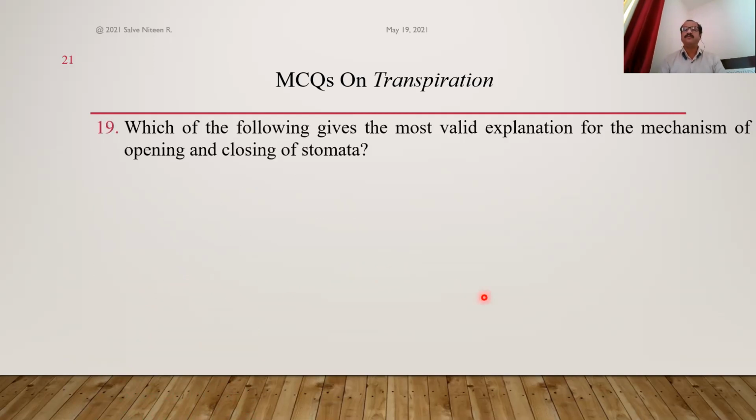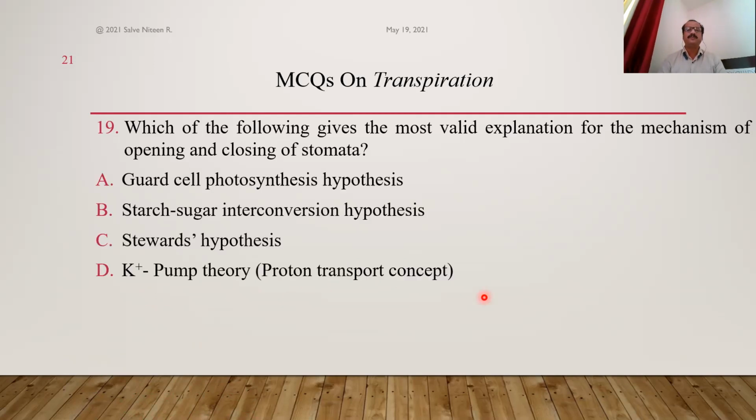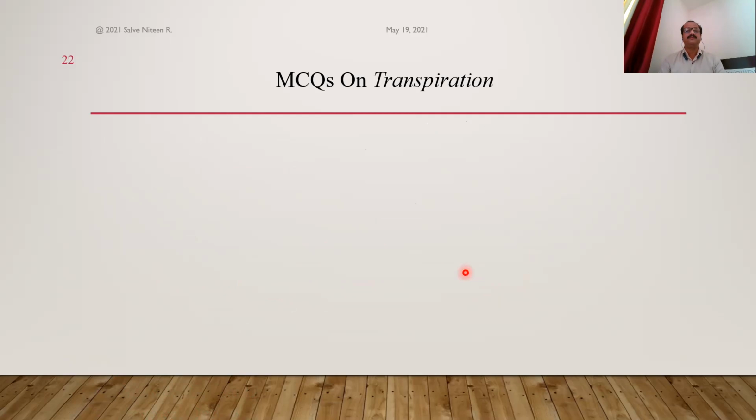Which of the following gives the most valid explanation for the mechanism of opening and closing of stomata? So which is the most valid theory? It is called the potassium pump theory. It is also called proton transport because there is transport of H plus ions. And it is called potassium pump because there is movement of H plus ions and K plus ions at the same time, inside and outside, in the form of a pump. This theory is also called the Levitt hypothesis. So option D is the right answer.